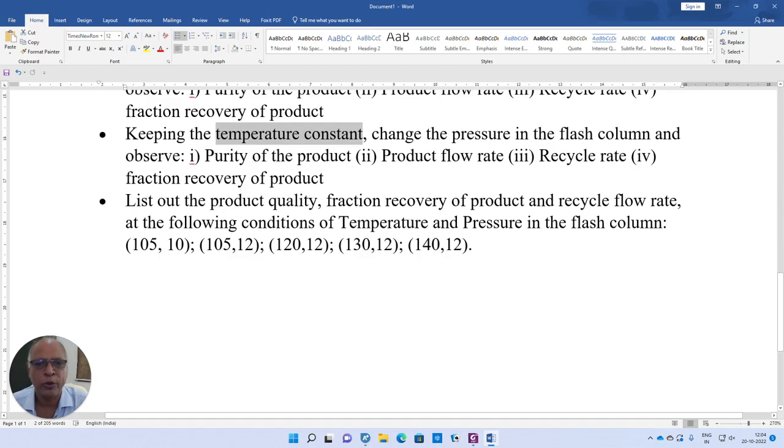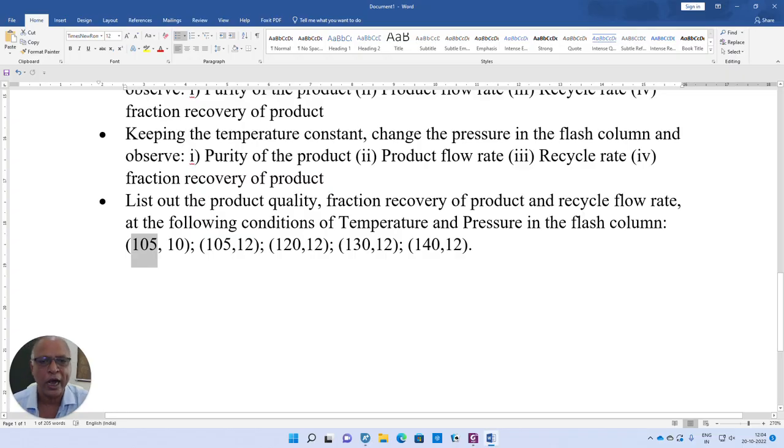For example, I don't want to list out all possible combinations. I would like to look at when the temperature is 105, the pressure is 10; 105, 12; 120, 12; 130, 12; 140, 12. Now, do you think I'll be able to do a sensitivity study? If I want to define the increment, there is no uniform increment with respect to temperature between these points. Here the increment is 15, here the increment is 10. So we will not be able to do these calculations in general without making unnecessary calculations like what we did. So how are we going to handle these values of temperature and pressure?